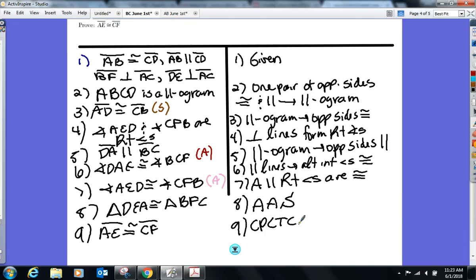And I'll tell you, I take this proof over a lot of other types. If this was our part 4 proof, where you just prove a pair of triangles congruent to say CPCTC, I didn't think that was that bad for the part 4 type proof.